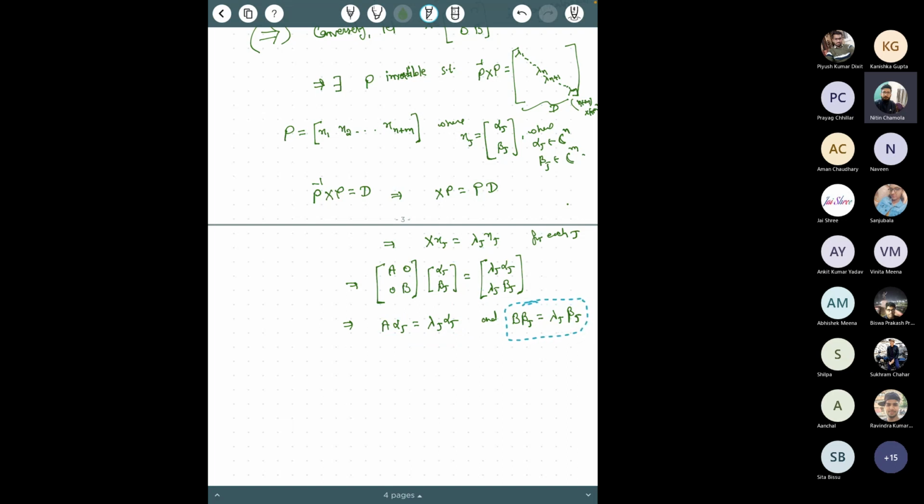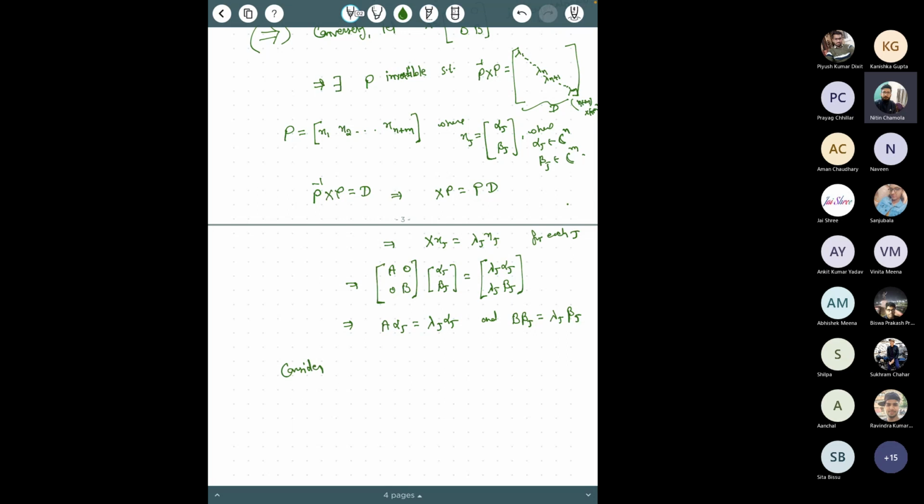So if suppose these alpha j's are non-zero, then we get eigenvectors corresponding to lambda j. And if we show that all these alpha 1 to alpha n here and beta 1 to beta m here are linearly independent, then we are done, right? Because then we find n linearly independent eigenvectors for A and m linearly independent eigenvectors for B, and then using the result which we have done in the last class, we can say A is diagonalizable and B is diagonalizable, right?